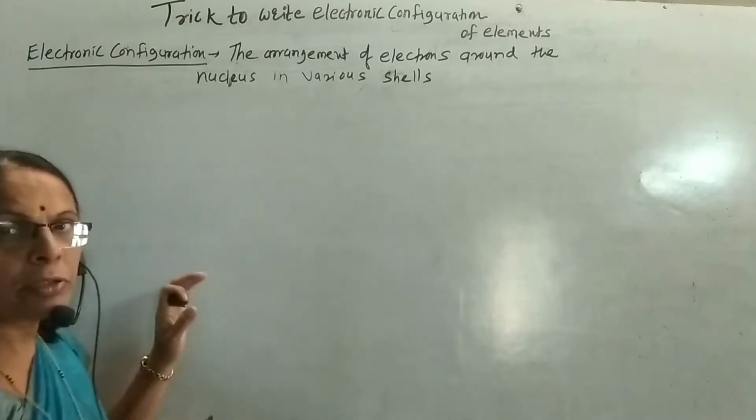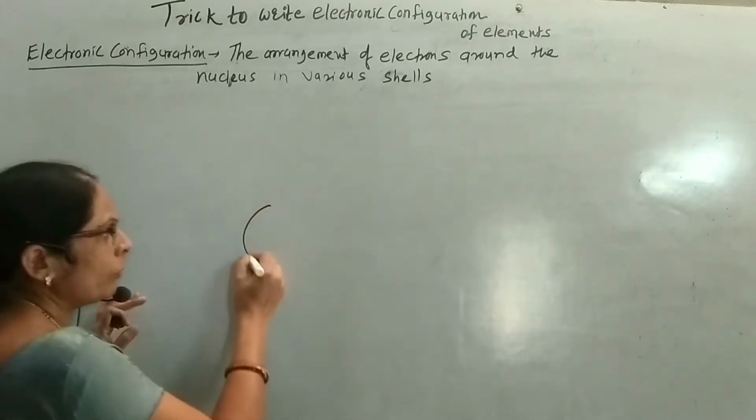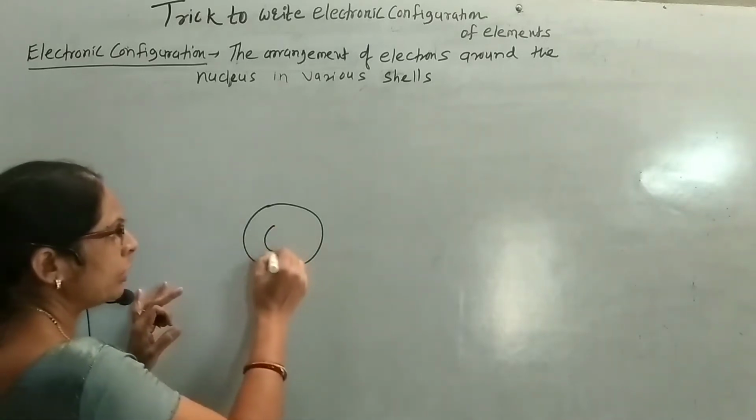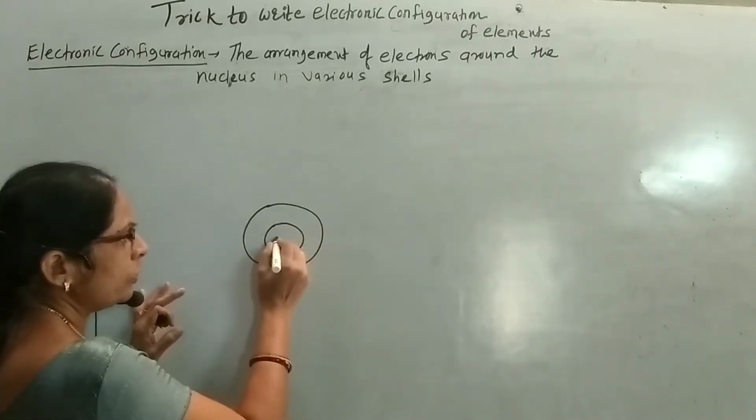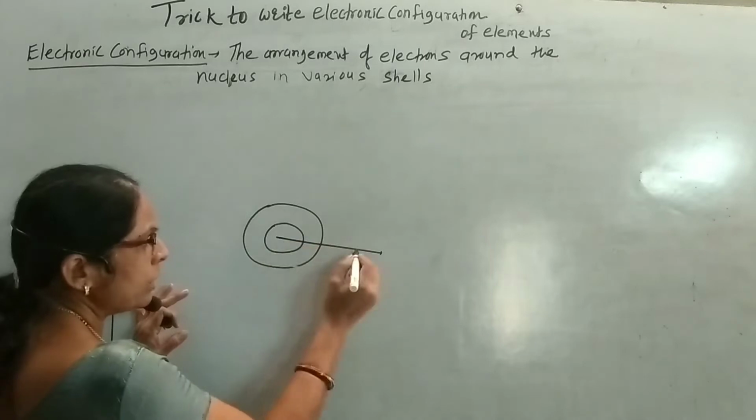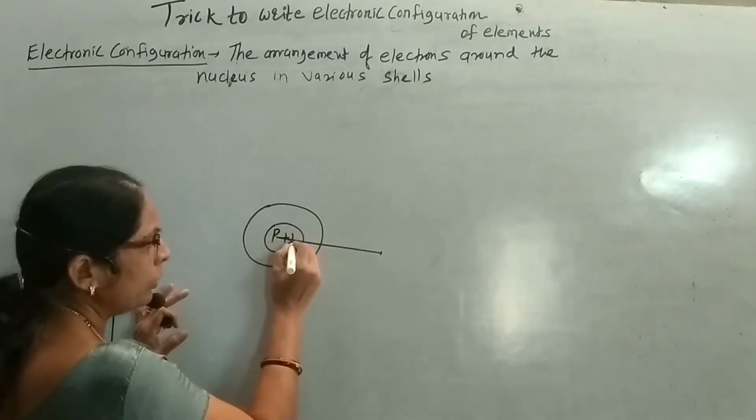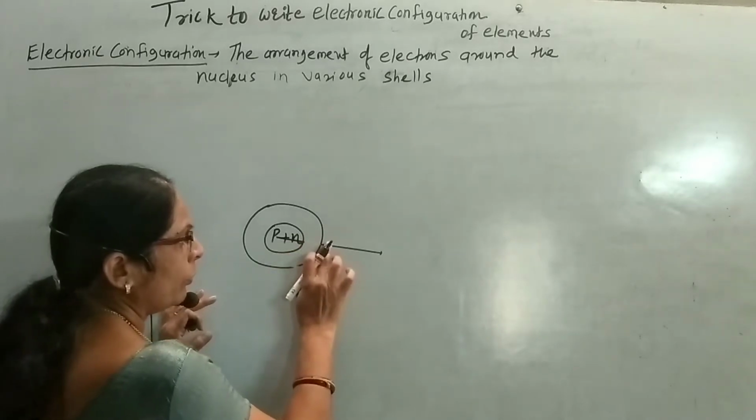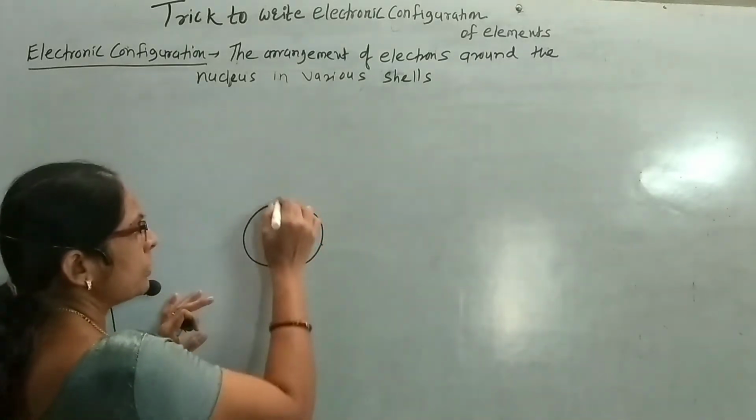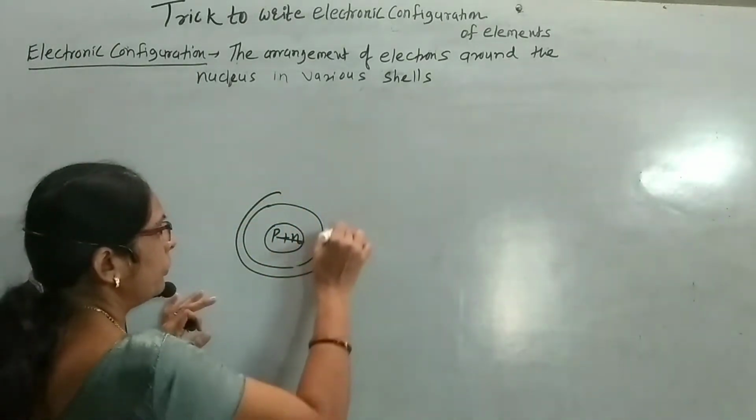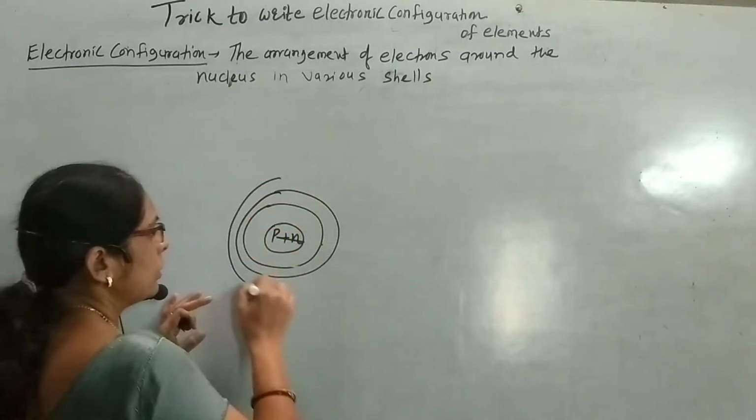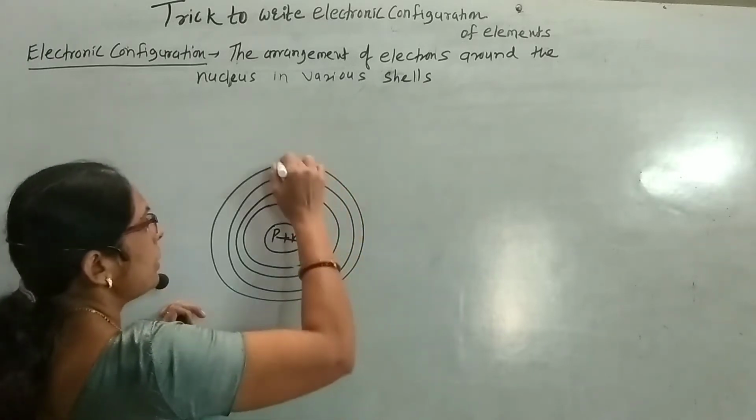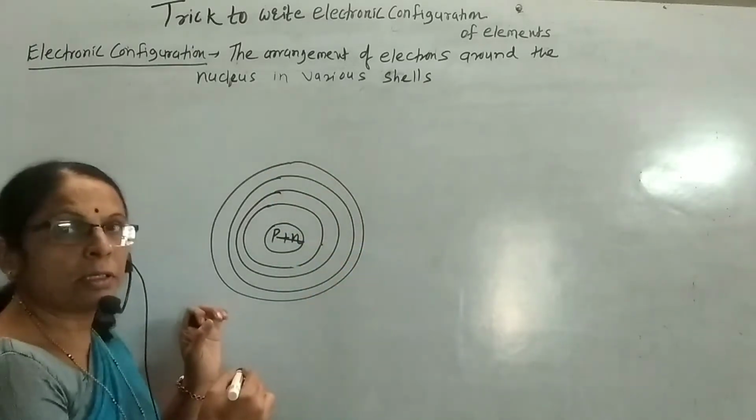We know that in the structure of the atom, in the center there is a nucleus, which contains protons and neutrons. Around the nucleus there are various energy levels, and these energy levels are also called shells.